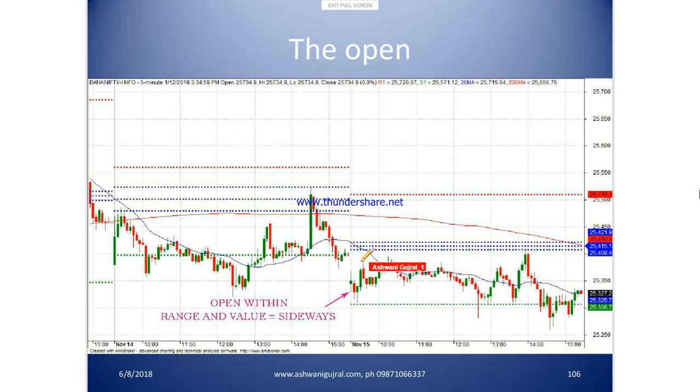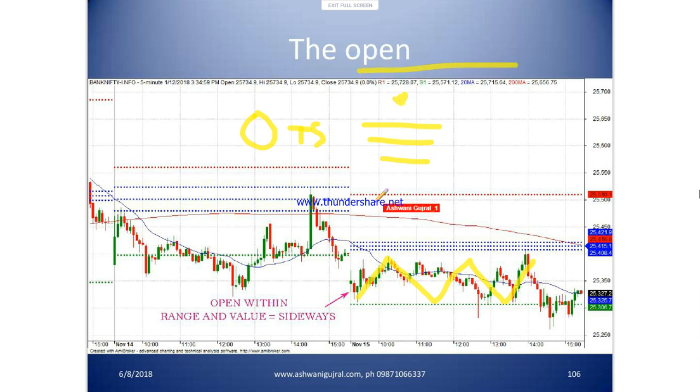Again, if you open within range and value, the market is sideways. Now there is a third situation where open is within S1 R1 but outside the CPR, which means it is here somewhere. In this case, you cannot tell at the open where the market will go.